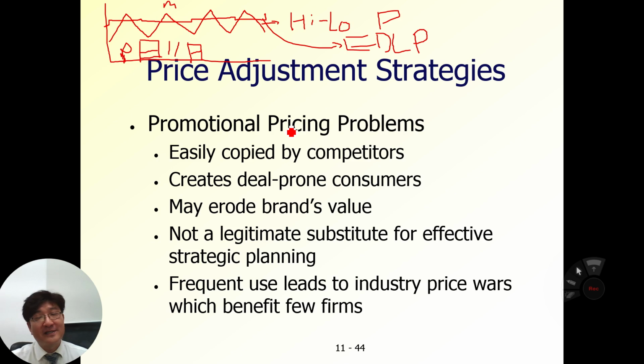Price cut is like that. An energy drink makes you a junkie. Price promotion makes you a price cut junkie. It is not quite recommendable. That is for sure.